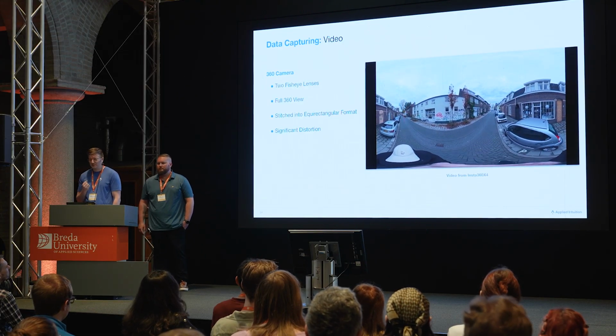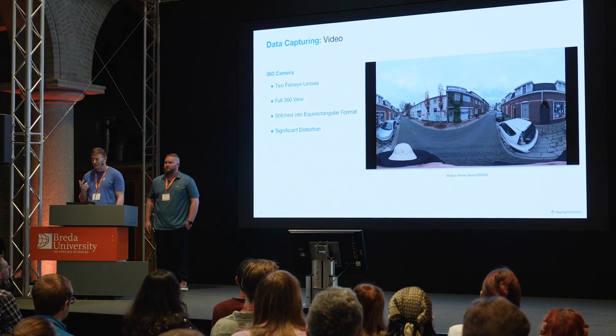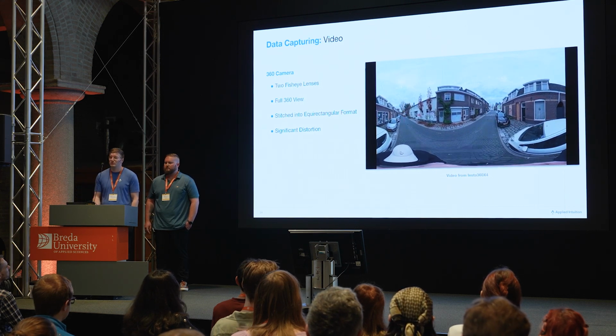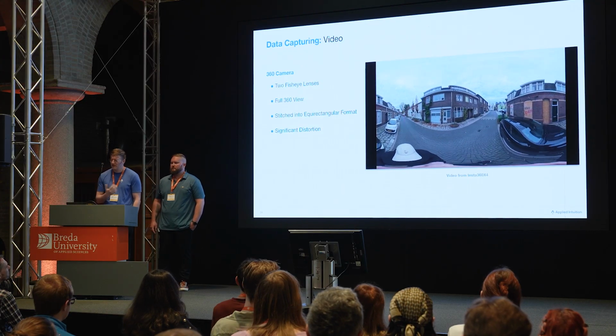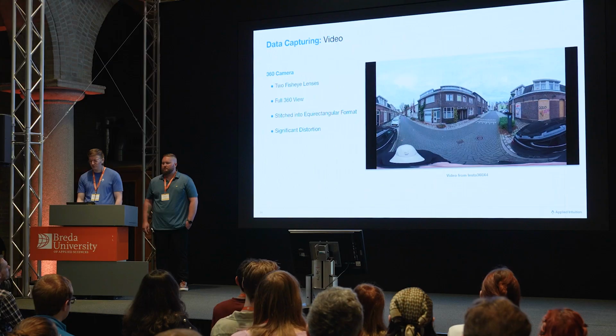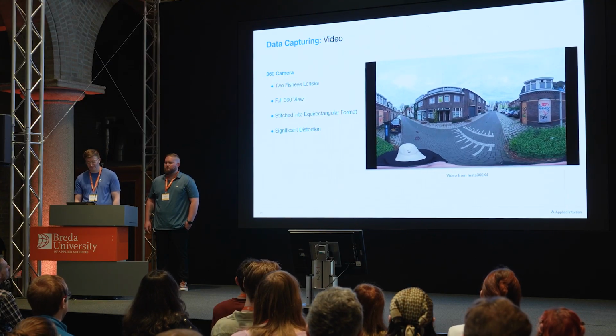And we can see that we have significant distortion around the 2 poles, the bottom and the top. And those are things that we need to deal with or either discard. Now, in our case, we're not really interested in the sky, so we can just ignore that. But for the ground, we do need to do some work to essentially stitch that back into it being a usable format, which we will also see.